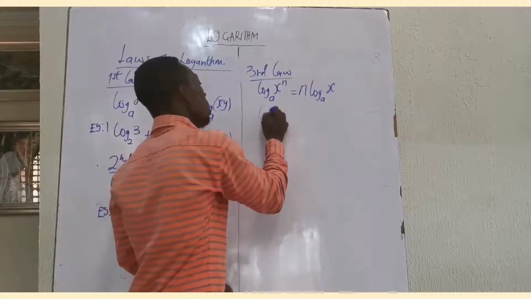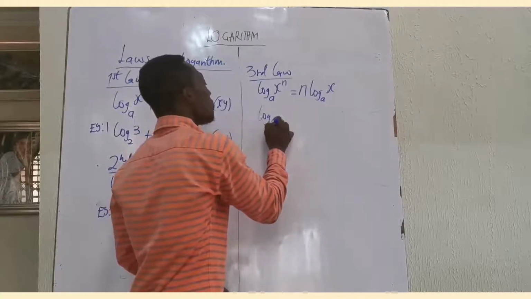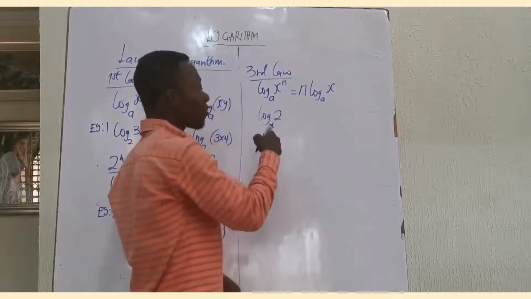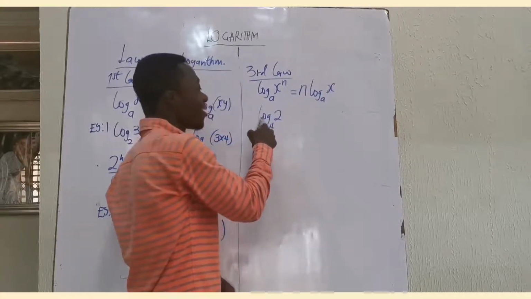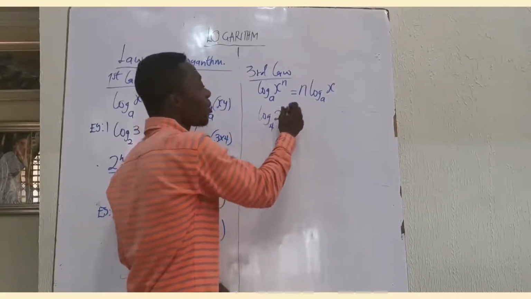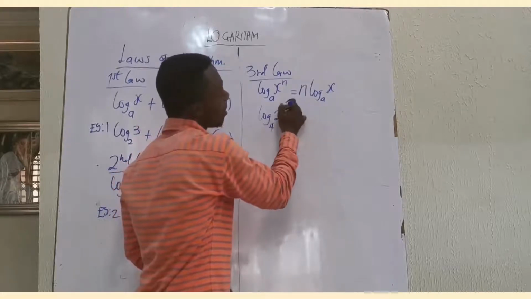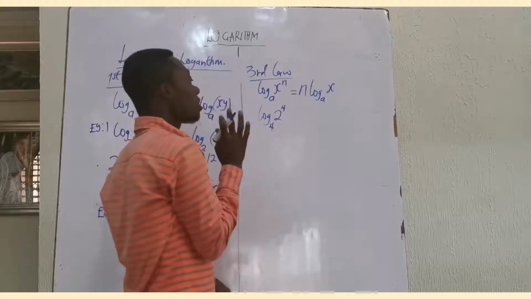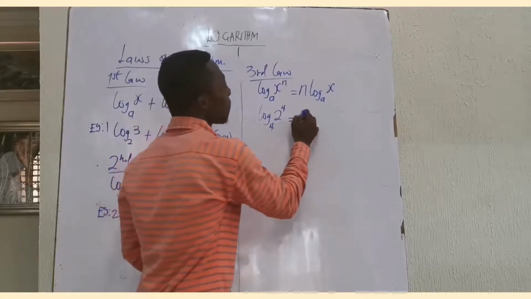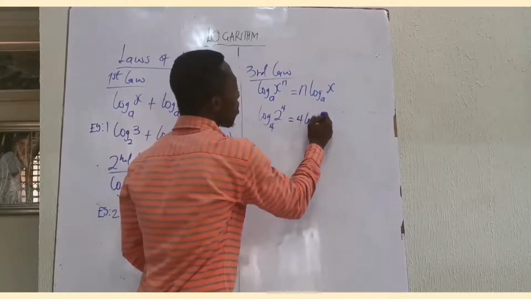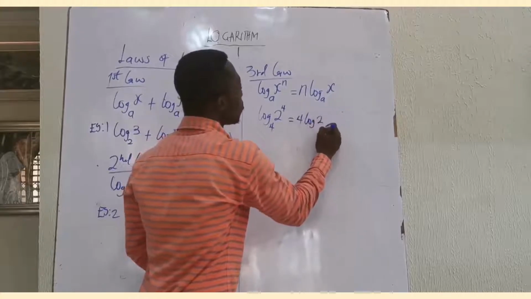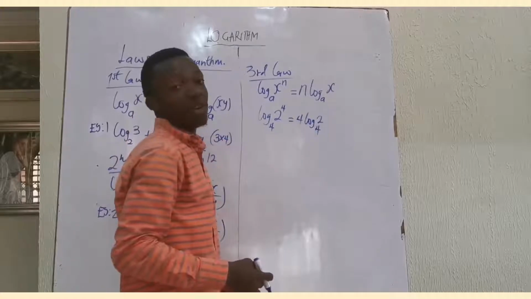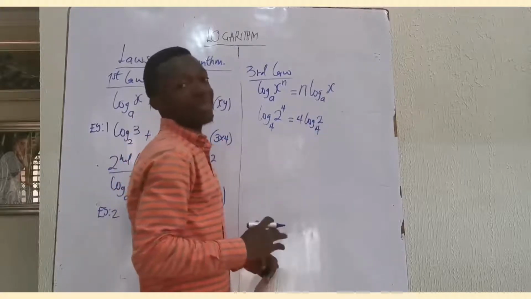So let's clarify this law. If I have log 2, sorry, to the base of 4, forgive me, log 2 to the base of 4, let's say to the power of 4. The third law is saying that here it becomes 4 log 2 to the base of 4. And at the end of the day, when you simplify it further, your answer should be the case.